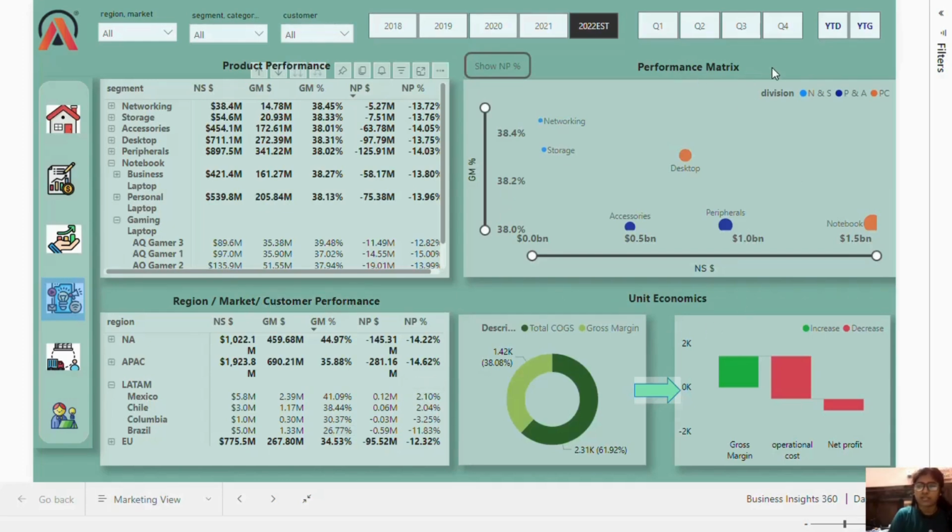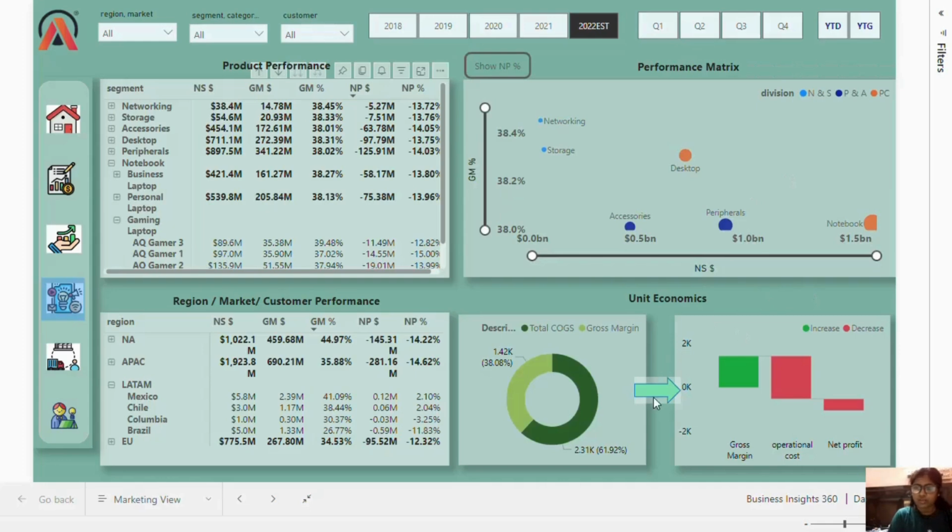This is the performance matrix chart. So there is a product, notebook. It has a very high net sales but very low gross margin. It means that the cost of goods sold is very high for the notebook. On the other hand, some products have very high gross margin but very low net sales. It means that they make very little contribution to the revenue. So the focus is to put most of the products in the upper right quadrant.